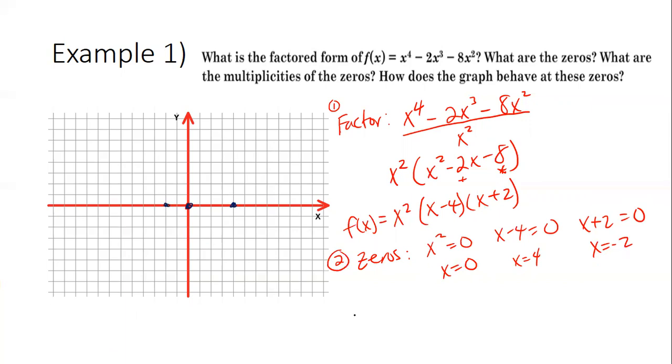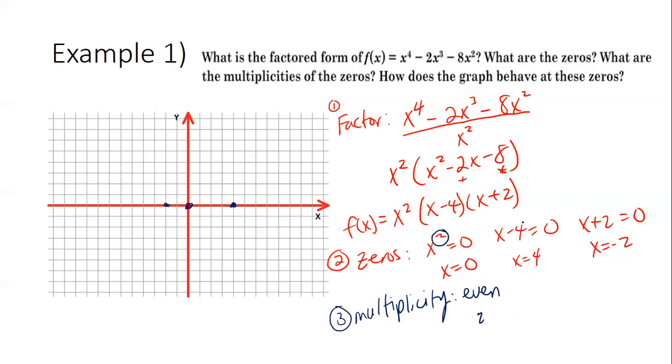Step 3 is to identify the multiplicity. So how many times are they? Is it an even or odd multiplicity? At x equals 0, its factor was to the second power. So what type of multiplicity is that? It's an even multiplicity, right? Because it is twice. That 0 counts twice.